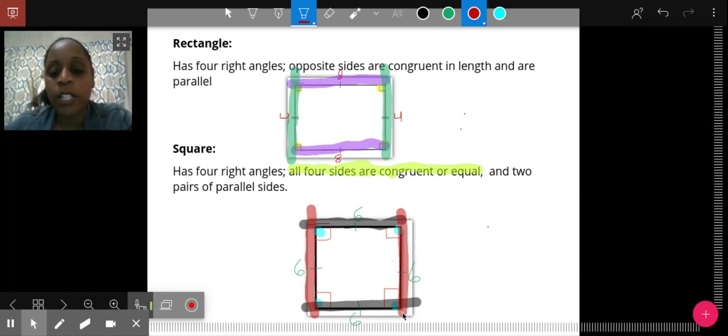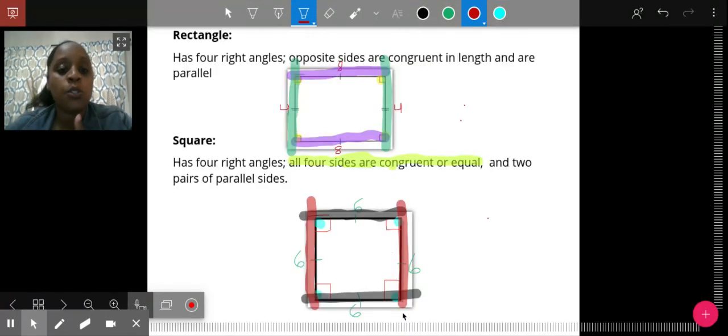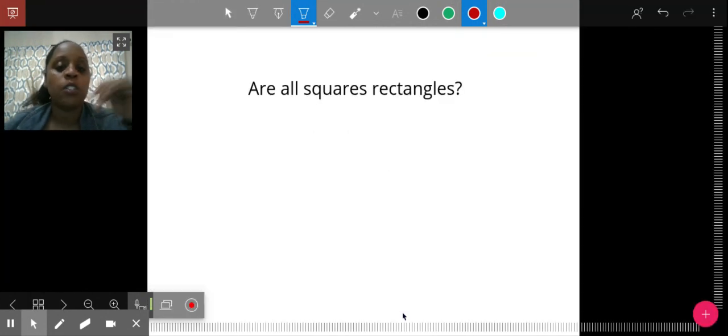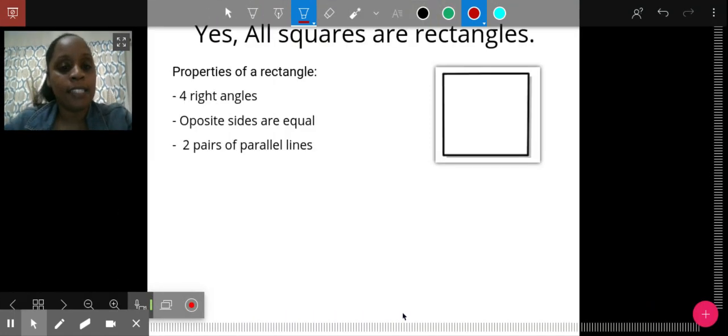All right, so now we're going to move on. Here I have this question. Are all squares rectangles? So we learned about what squares are, right? Squares, all four angles are right angles. It has 4 sides that are congruent or equal, and it has 2 pairs of parallel sides. All right, so are all squares rectangles? I want you to take a minute and think about that. Are all squares rectangles? Well, the answer to that is yes.